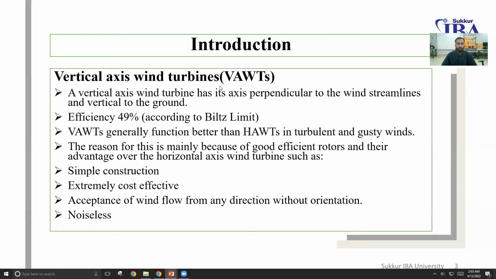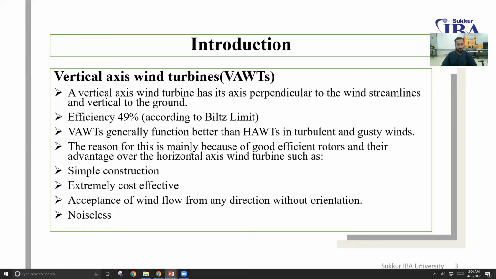We know wind turbines are devices which convert wind energy into electrical energy. There are two types of wind turbines, horizontal axis wind turbines and vertical axis wind turbines. A vertical axis wind turbine has its axis perpendicular to the wind streamlines and vertical to the ground. According to Betz's limit, the efficiency is 49% for VAWTs, and VAWTs generally function better than HAWTs in turbulent and gusty wind, which is the main advantage of VAWTs.